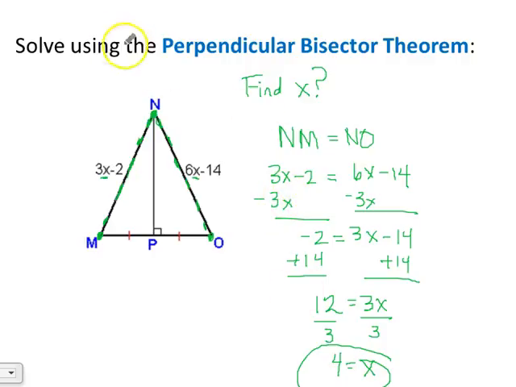So I'm going to go on to the next slide. If you need more time to jot down the notes on how we use a perpendicular bisector, go ahead and do so now.